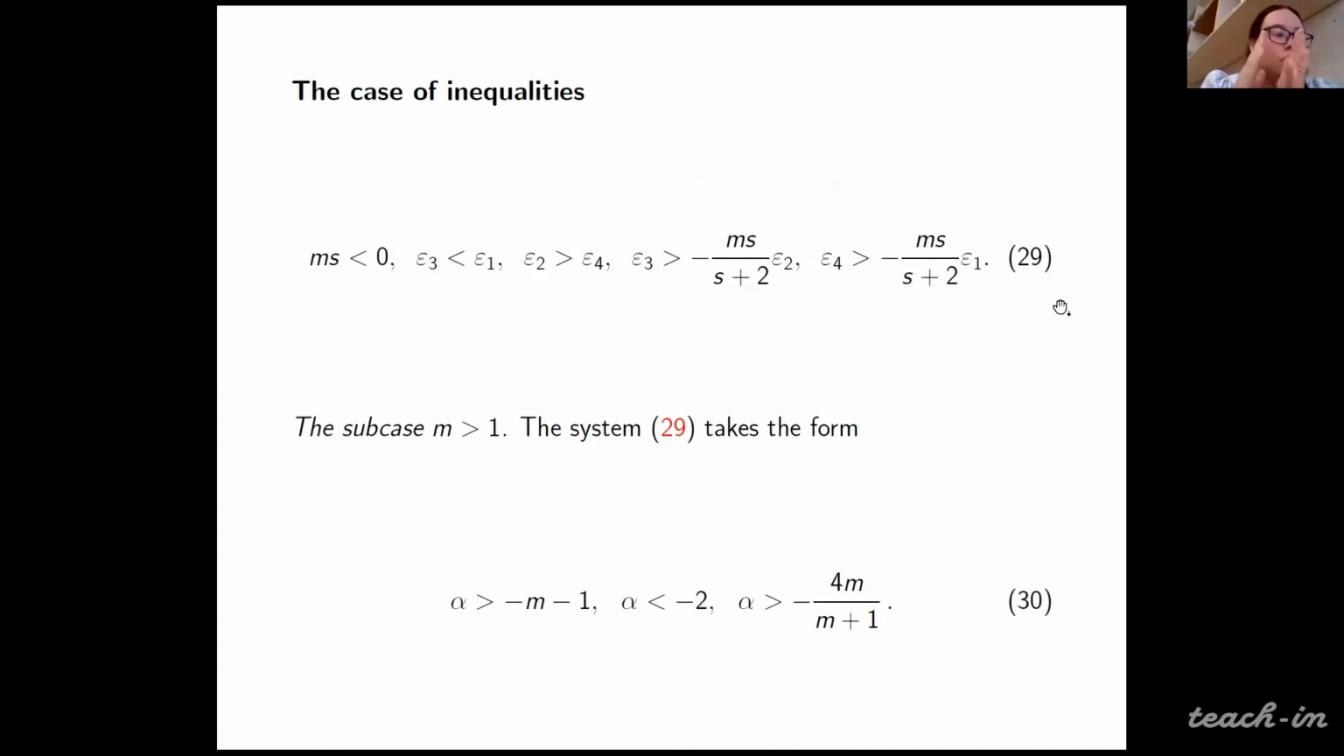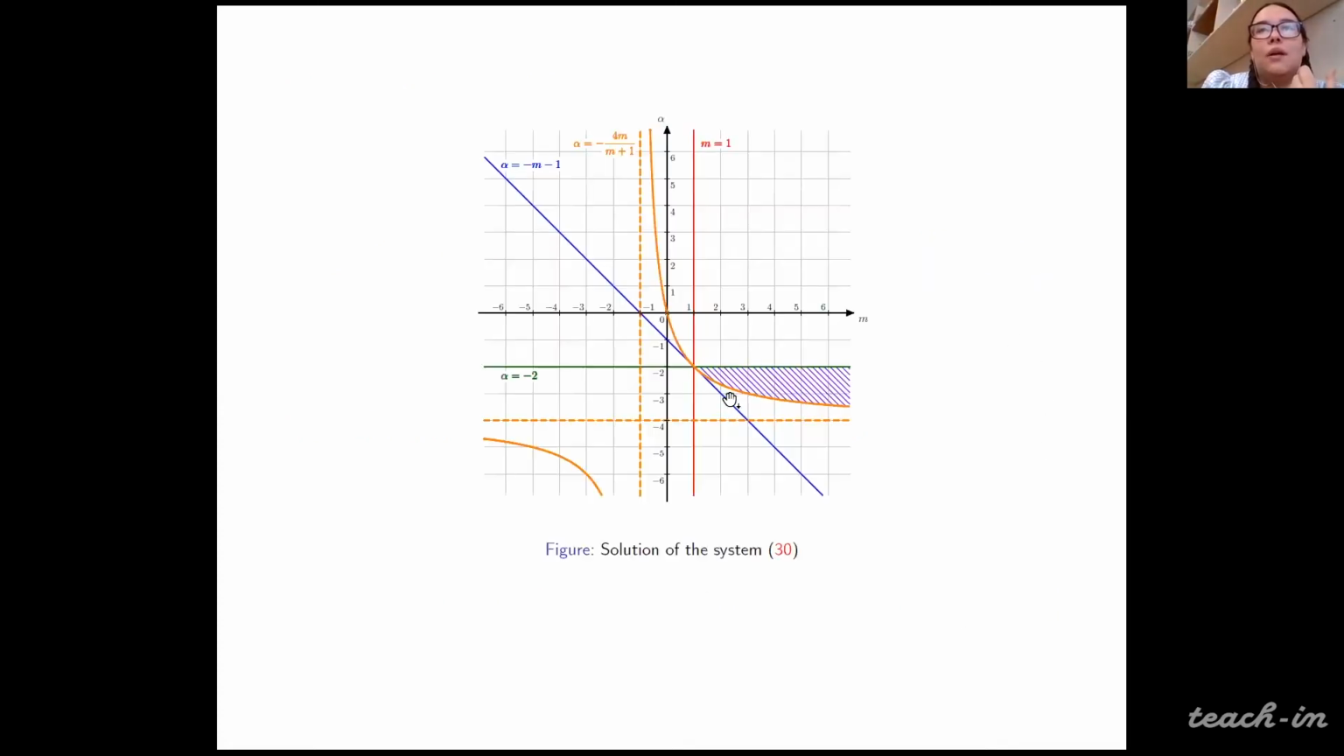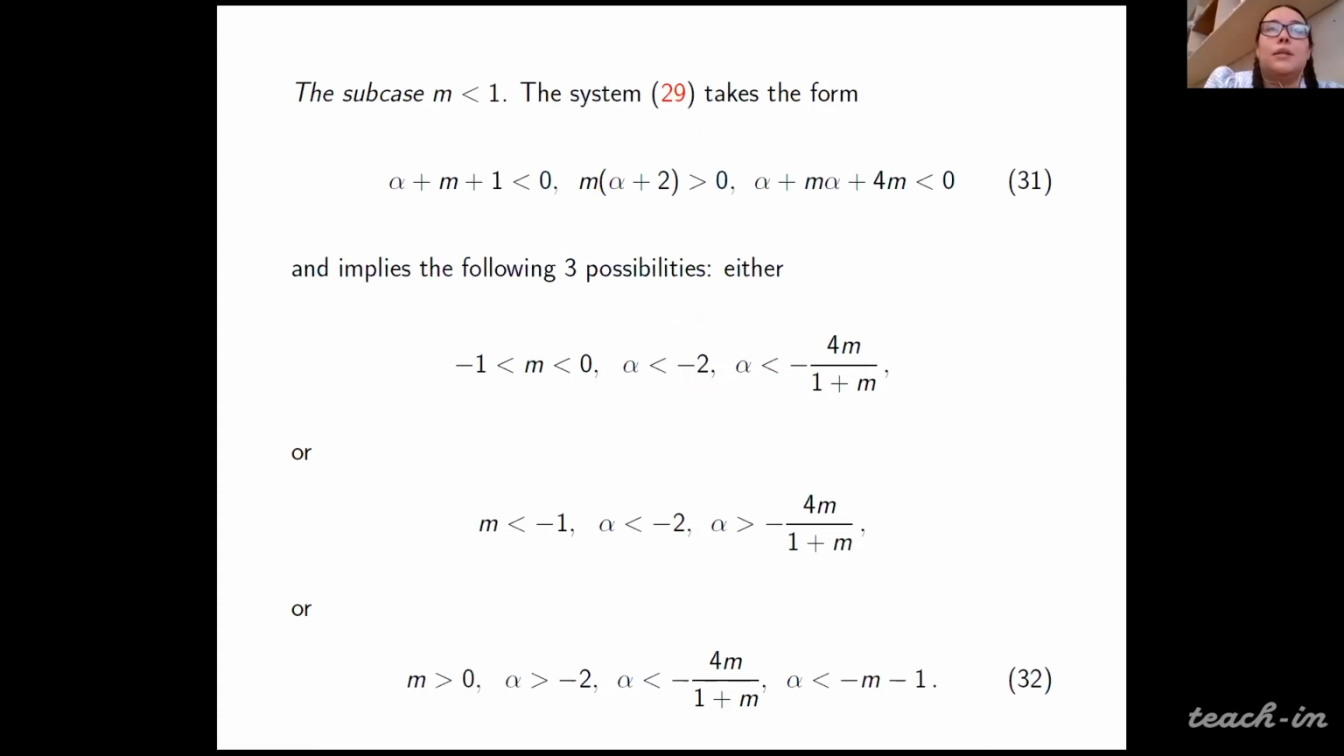The second system of inequalities is written here in 29. It also disintegrates into two different cases. The first case also considers m greater than 1. This system takes the following form, 30, and it could be visualized in this picture. So we have this blue set. The second case is when m is less than 1.